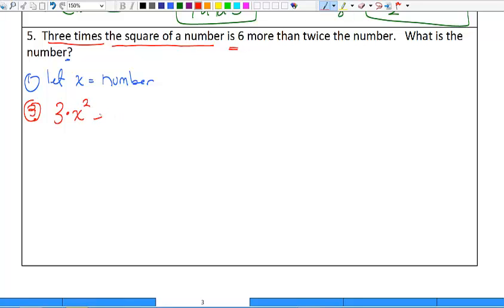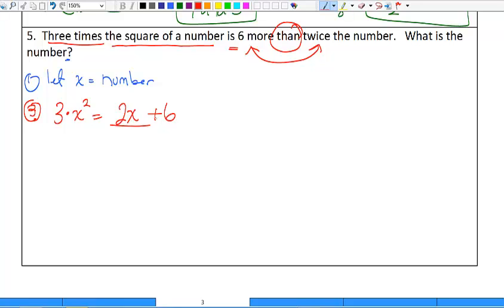Is means equals. 6 more than. Uh-oh. What does than tell you to do? Than tells you to take that 6 more and put it at the end. So I know I'm going to do something plus 6. Because the 6 and the twice the number have to switch places because that's what the than tells you to do. And then twice the number.